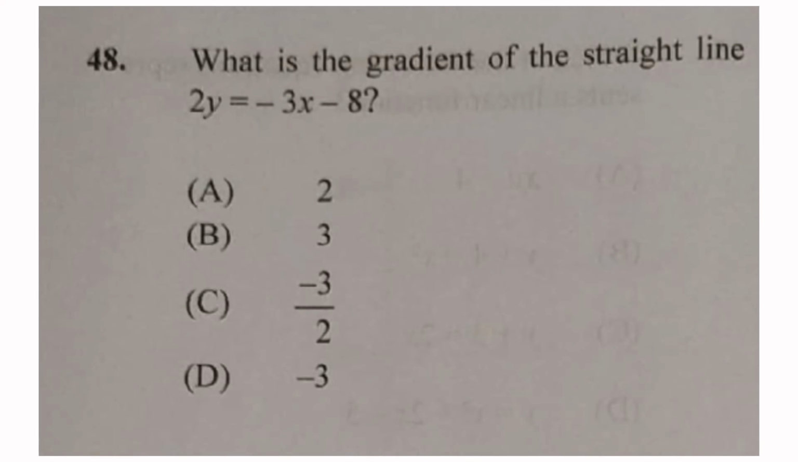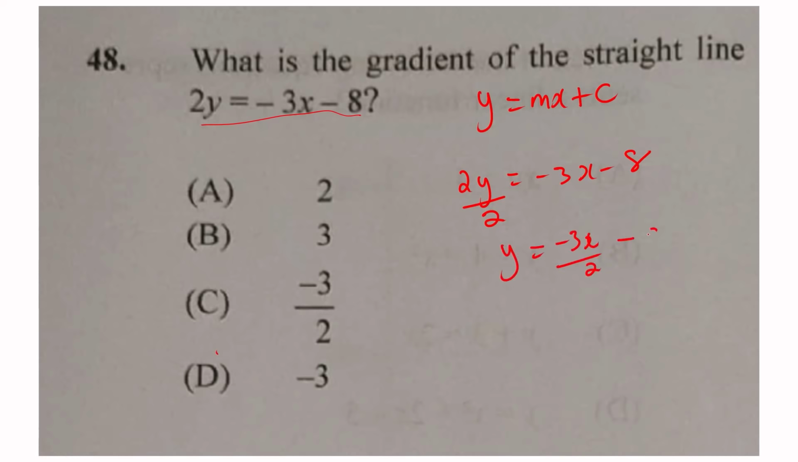Alright, it says question 48. What is the gradient of the straight line 2y is equal to negative 3x minus 8? So what we're going to do is try to transpose this equation into the form y equals mx plus c. So we have 2y is equal to negative 3x minus 8. We can divide both sides by 2, or multiply both sides by a half. So we get y is equal to negative 3x over 2 minus 8 over 2. So this will give us y is equal to negative 3 over 2 x minus 4.